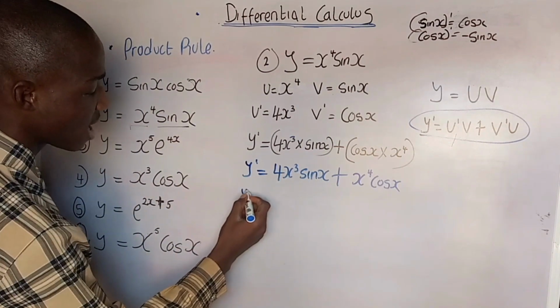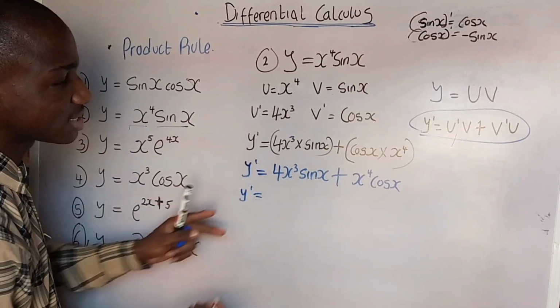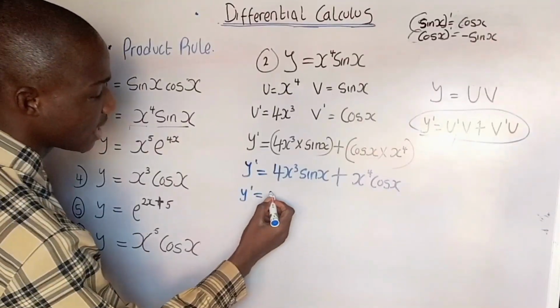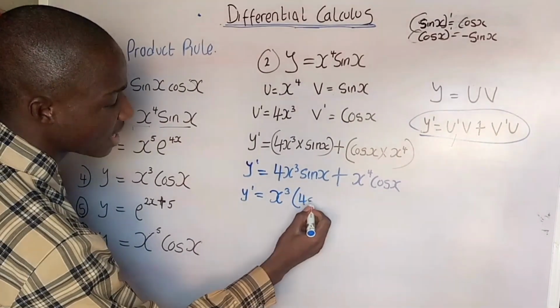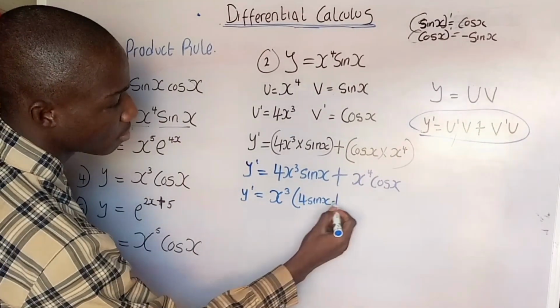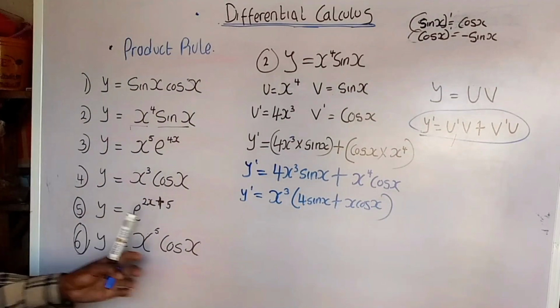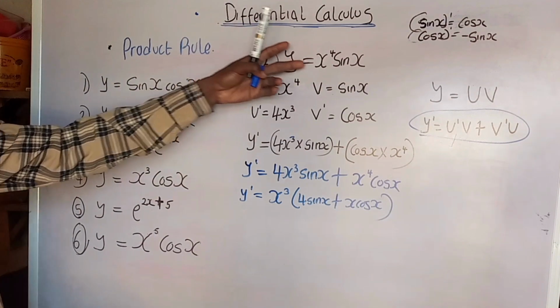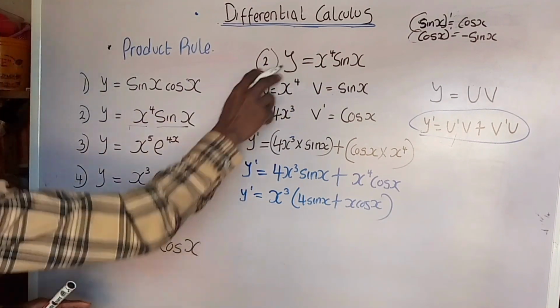In that case, I want to factorize. What is common to both terms is x raised to the power of 3. So I'm going to have x raised to the power of 3 into bracket 4 sine x plus x cos x. So that is the derivative of y, the derivative of x raised to the power of 4 sine x. This is the derivative of this function.